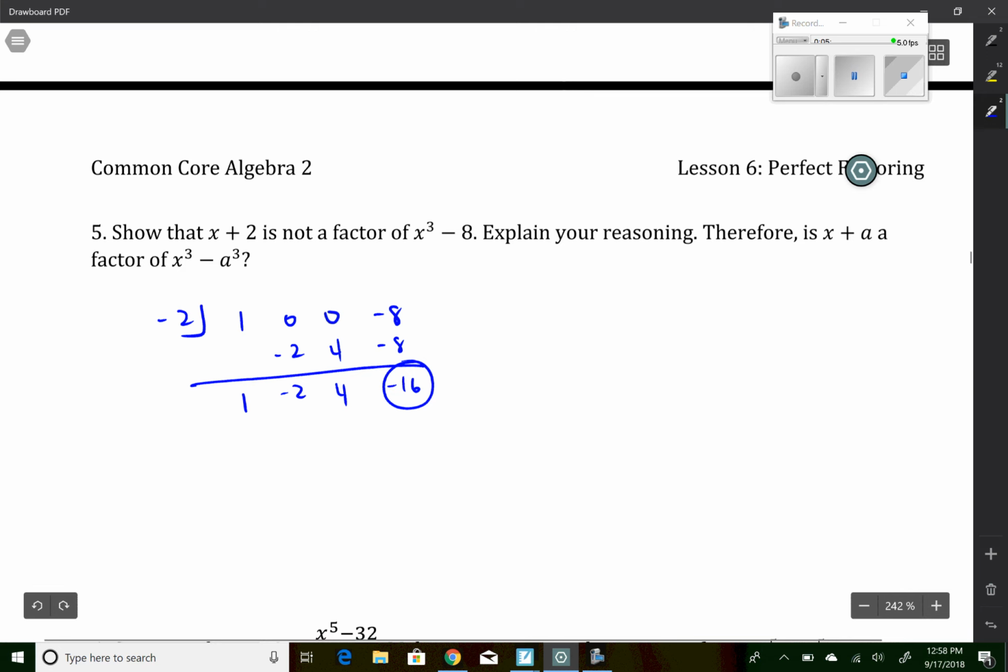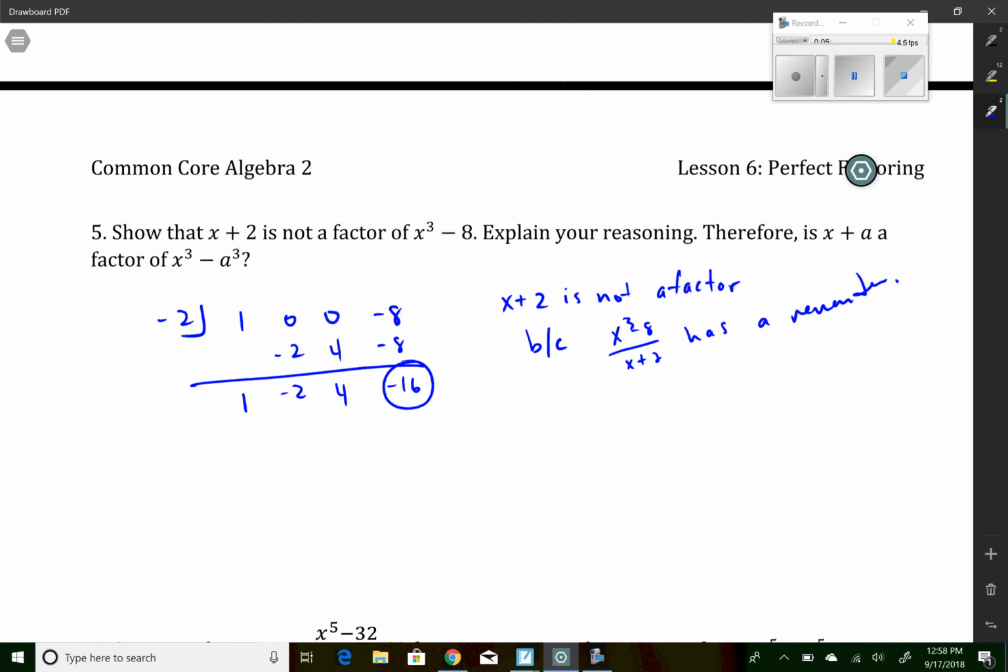Remainder. So that means x plus 2 is not a factor, because x cubed minus 8 divided by x plus 2 has a remainder. Therefore, is x plus a a factor of x cubed minus a cubed? The answer to that is no, it's not.